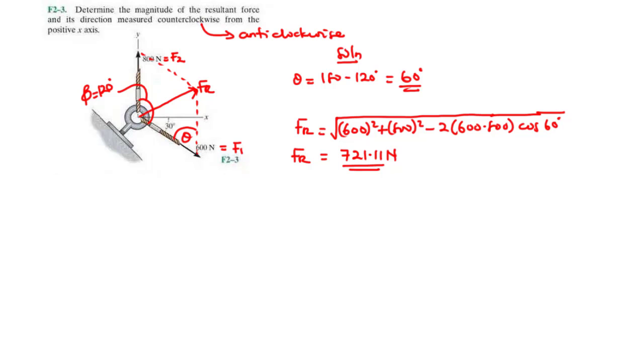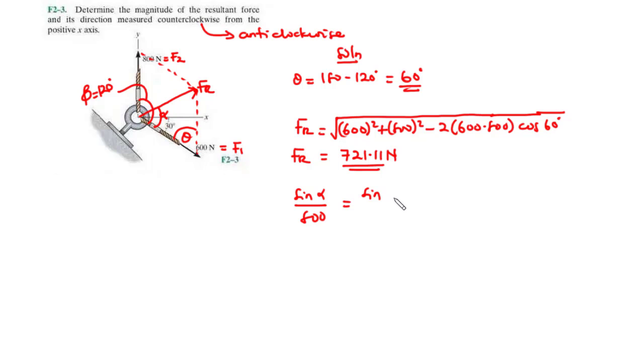Now to find the angle between the resultant force and the positive x-axis measured anticlockwise, we first of all need to find the angle alpha. The angle alpha is formed between the resultant force and F1. So we have this to be angle alpha. To find the value of alpha, we are going to use the sine rule. So we have sine alpha divided by, now opposite of this angle is the line that is parallel to F2, so we have 800 newtons.